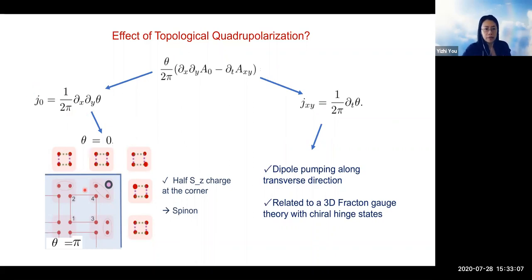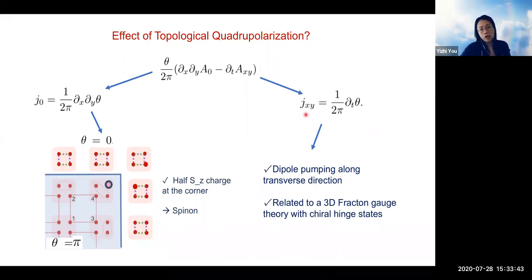That actually means if we have a spatial configuration like this, in this shaded blue region theta is pi, we have a higher order TI, and in all of the other region we have a trivial Mott insulator where theta is 0. At a corner, we have that dx dy theta has a delta function living at the corner, and this would trap a charge mode which carries a half Sz charge at the corner, which means we have a spin-one-half mode living here. This is exactly a manifestation of the corner mode of the higher order topological insulator.